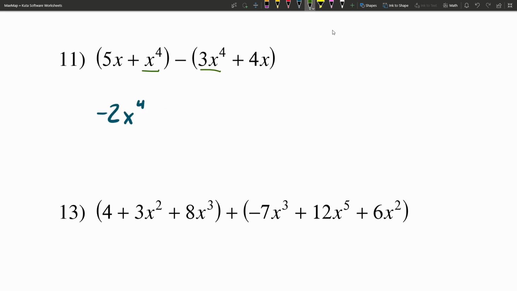Then I'm going to combine my 5x with my 4x. Again, we need to note that there's subtraction in between these two binomials. And since these parentheses are here, the subtraction is applied to all the terms within the binomial. So 5x minus the 4x, that's going to be a positive 1x, or simply x. So we have negative 2x to the 4th plus x as our solution for number 11.